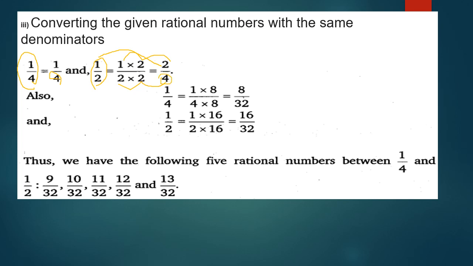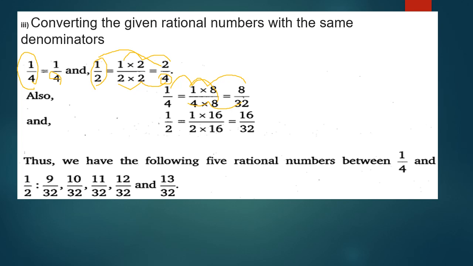Children, here we can observe, between 1 by 4 and 2 by 4 there is no other rational number. So we want to convert these rational numbers into the denominator of some other number. So let us take the 1 by 4 and 1 by 2. Children, see, 1 by 4, let us multiply the 1 by 4 with 8 by 8. That means 1 8s are 8, 4 8s are 32.